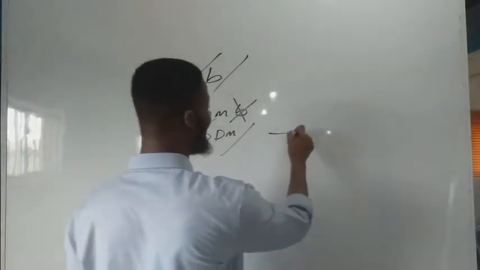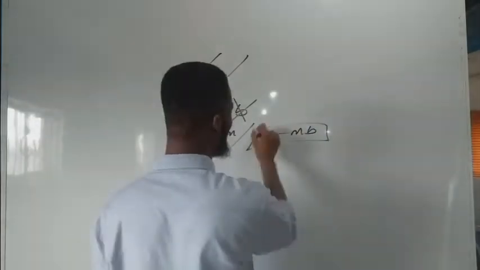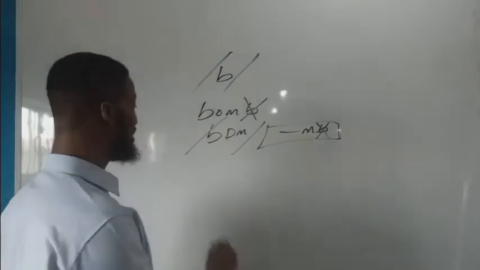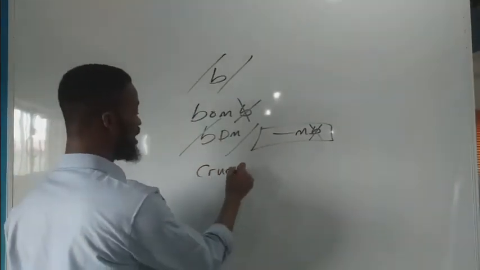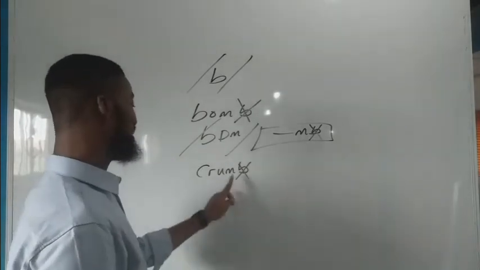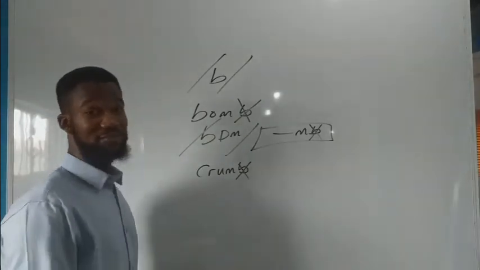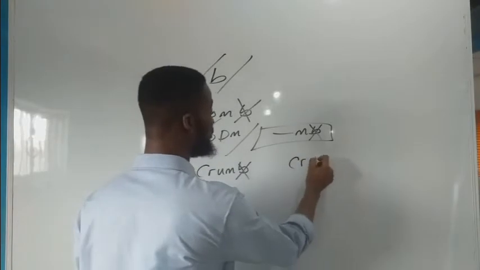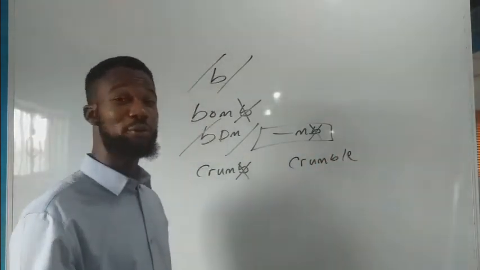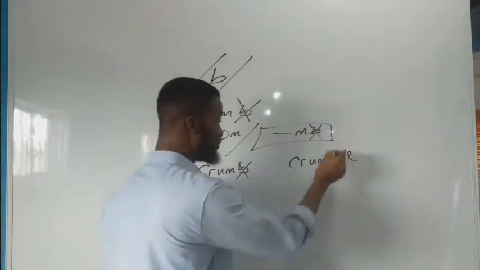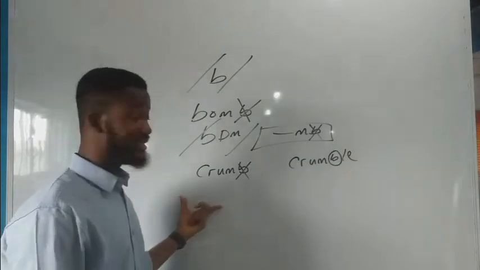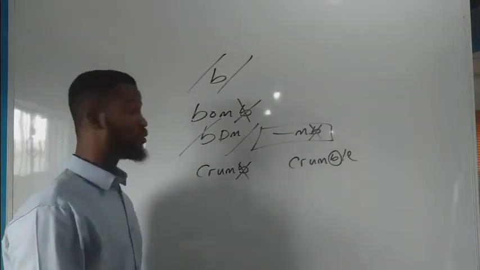Anytime words end in MB, any word that ends in MB, the B automatically becomes silent. There are several examples. C-R-U-M-B is crumb. But watch out, I said when it ends in MB, not when it has MB in the middle. For a word like C-R-U-M-B-L-E, this is called crumble. The B is pronounced because it is in the middle of the word. But for something like this, the B is going to be silent, and this is called crumb.